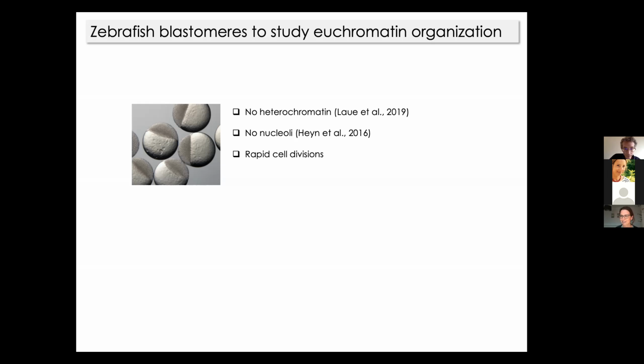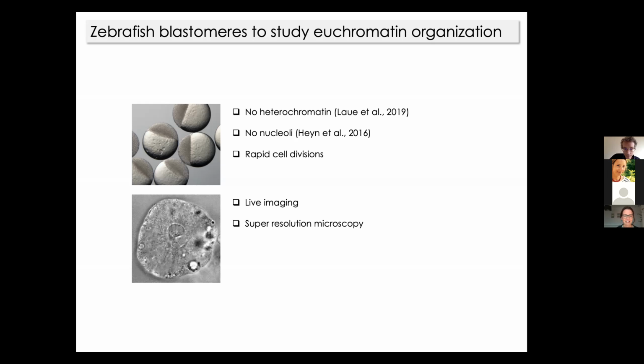So this is for the advantages, and then there are some disadvantages too, which is that it's quite hard to image these cells as they are in the embryo because the yolk is quite big and autofluorescent. And so we actually took cells out of the embryo and cultured them as individual cells. And it's actually quite remarkable. We can take cells out of the embryo before genome activation, so before they start to use their own genome.